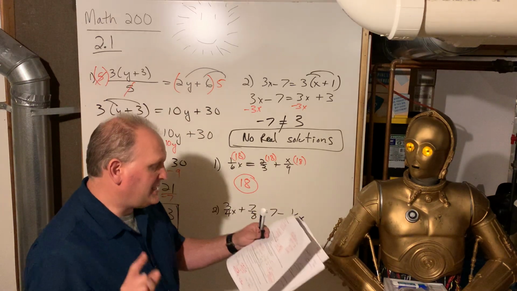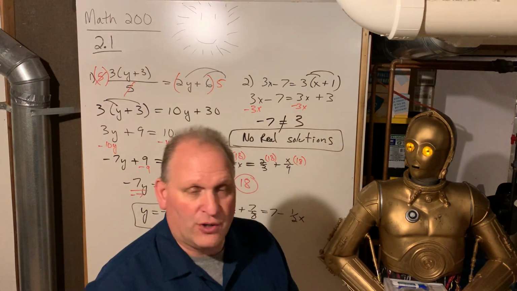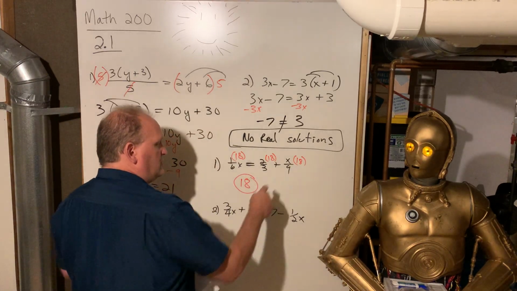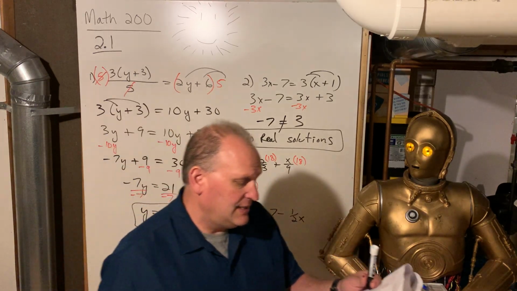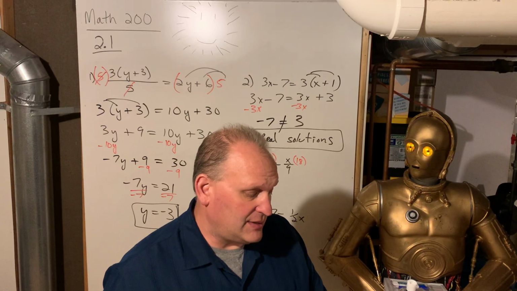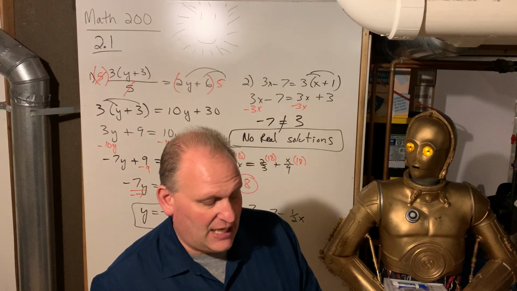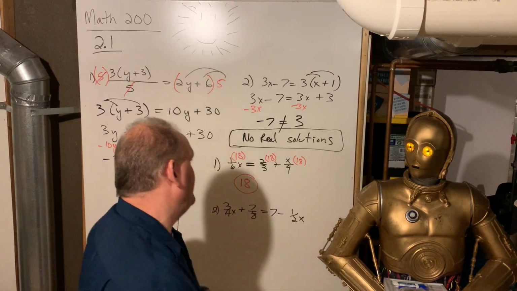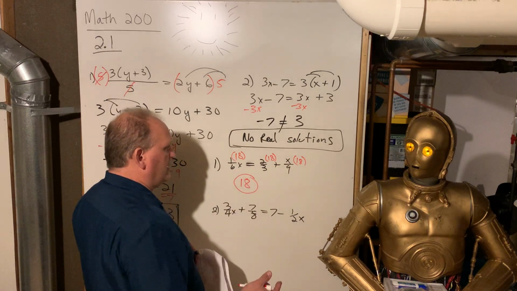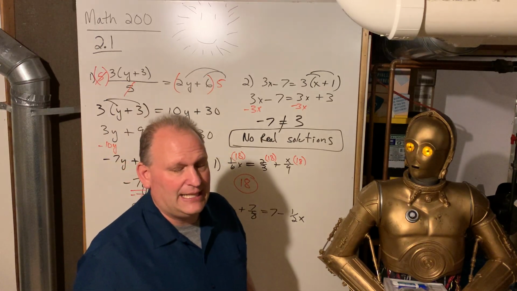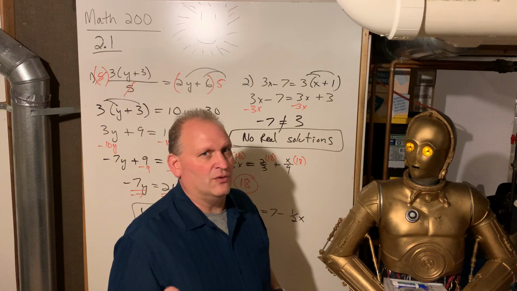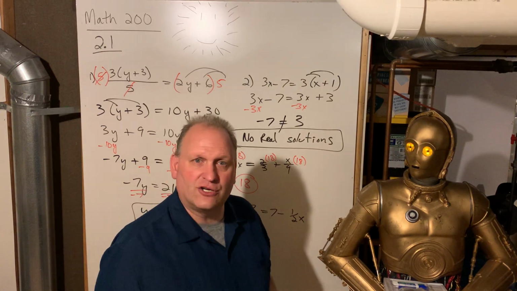Now, 36 would also work. 24 is out because 9 doesn't go into 24. But 36 would work, but we don't want to use that one if we can help it, because then we're working with slightly bigger numbers, and so you'll still get the correct answer, but you'll be getting there a harder way because you'll have larger coefficients.